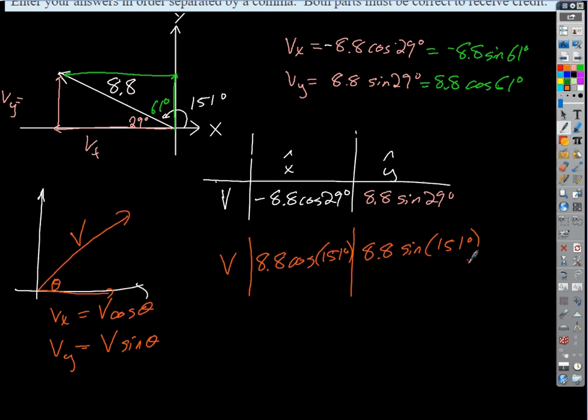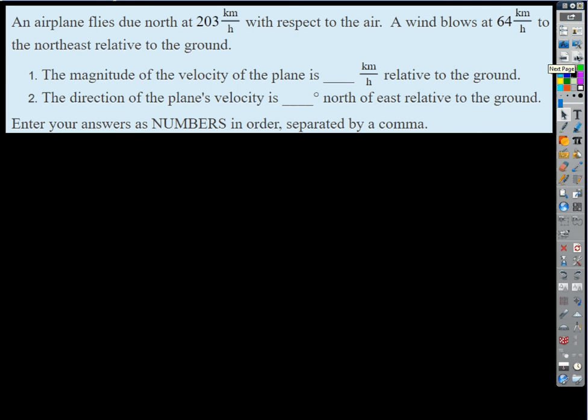Okay? All right, so next step is, let's do a real problem. Okay? So we got something like this. We've got an airplane that flies due north with an airspeed of 203 kilometers per hour. Okay? So that's its speed relative to the air, right?